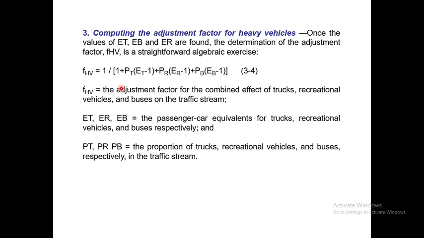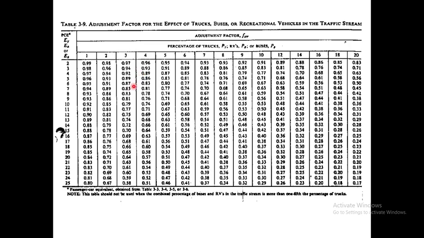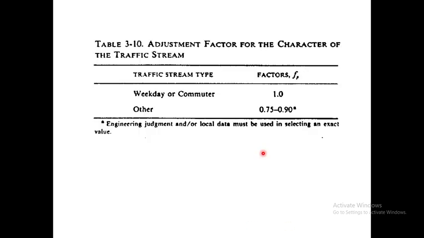But before you use this equation, you have to find out ET, ER, and EB. Okay, usually in the final exam problems, we give you only one of them, and most of the time it is trucks. So this part of the equation you don't need. You have to figure out the ET, and from ET you have to find the FHV, the factor for heavy vehicles, from this table. Very easy.